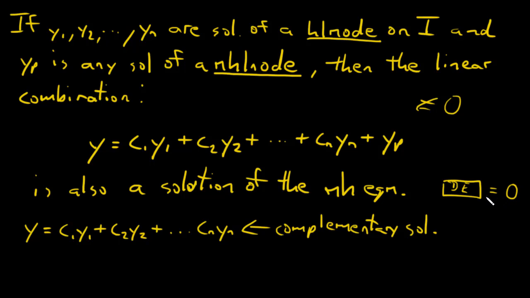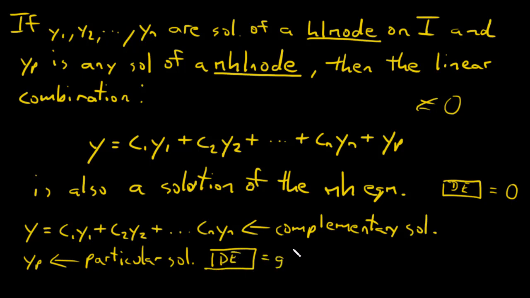Okay? Now, y sub p is my particular solution. Okay? That is going to be the solution to the dE equal to g of x, where g of x is not equal to 0. Okay?